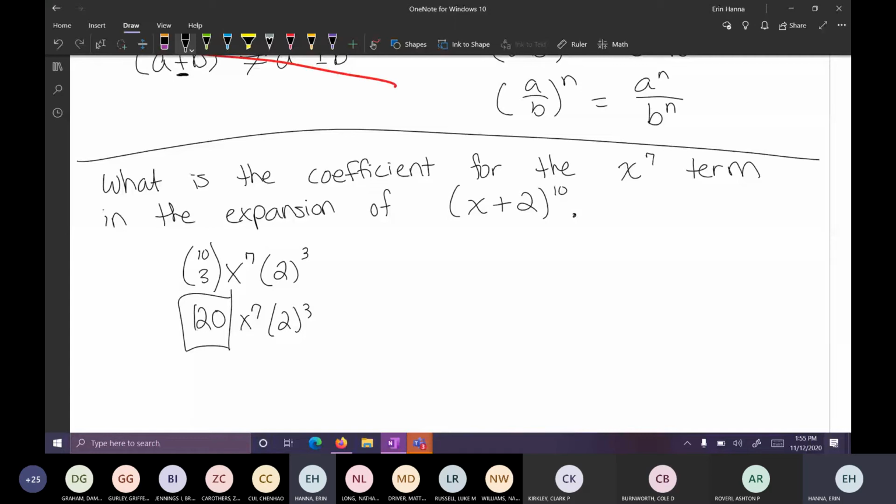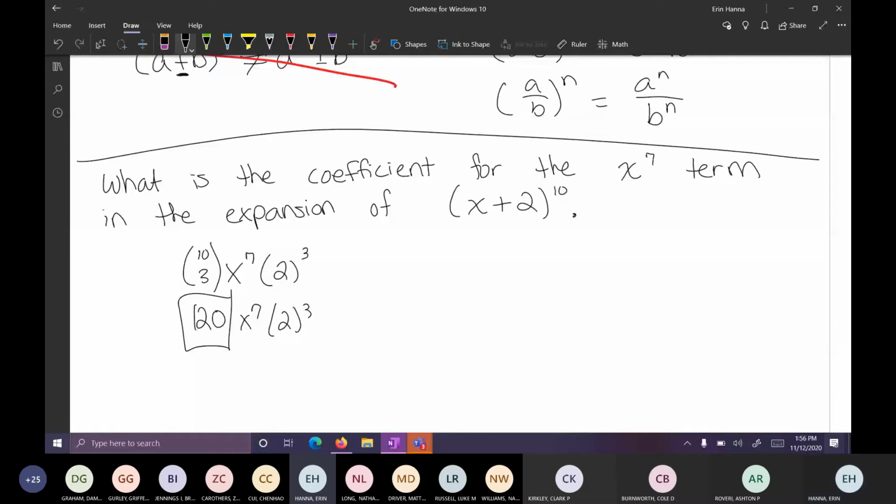When it comes to the binomial theorem and your exam coming up, I'm not going to ask you to expand it out fully. I would probably ask you something like this. What is the coefficient of a specific term? Because expanding it out fully is always obnoxious. I do understand that. All right.